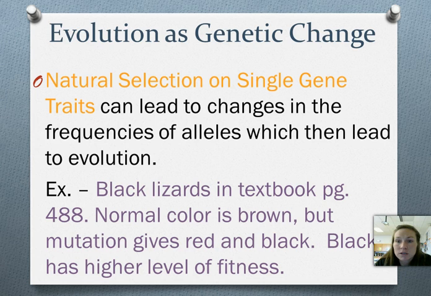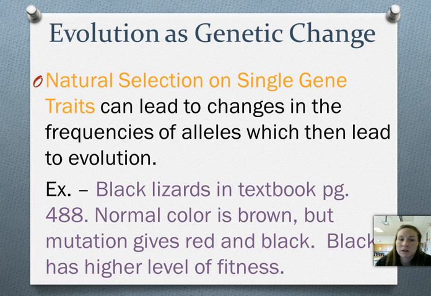Alright, evolution as genetic change. We do know that natural selection can act on traits and can lead to some of them having a lower frequency, or some of them having higher frequencies, or some disappearing completely. So natural selection can lead to changes in the frequency of alleles, which will lead us to what evolution is, change over time in a particular species, in a particular population.